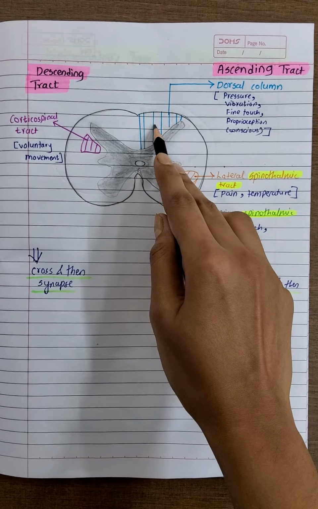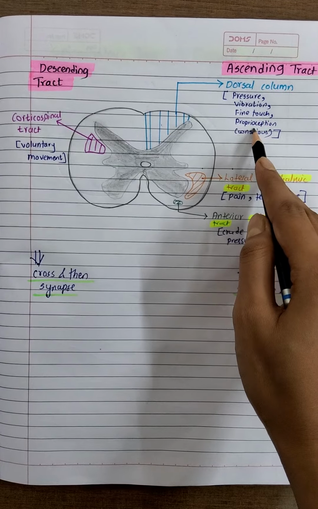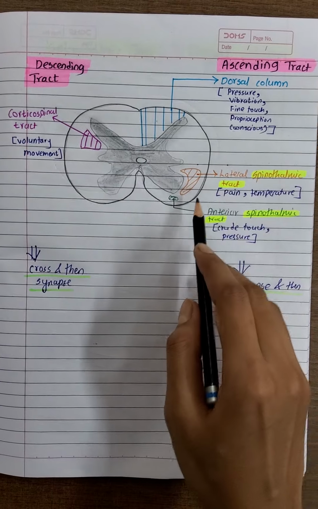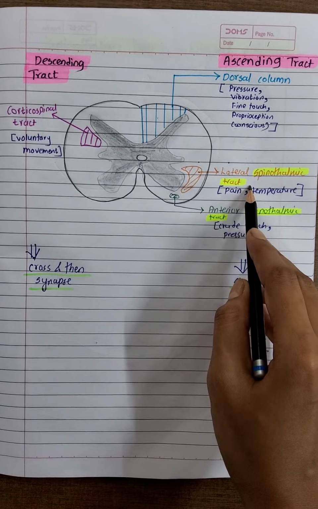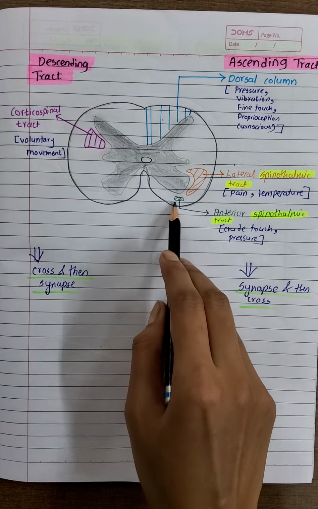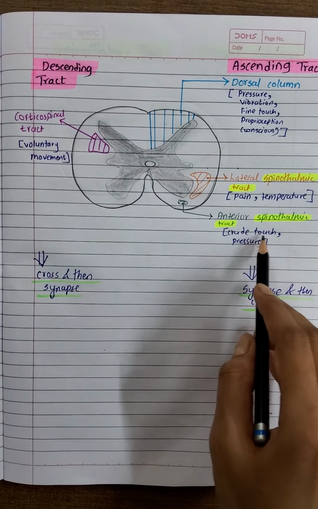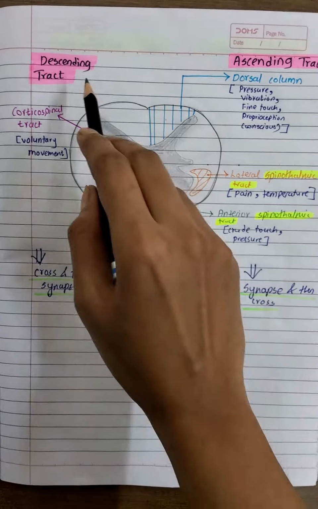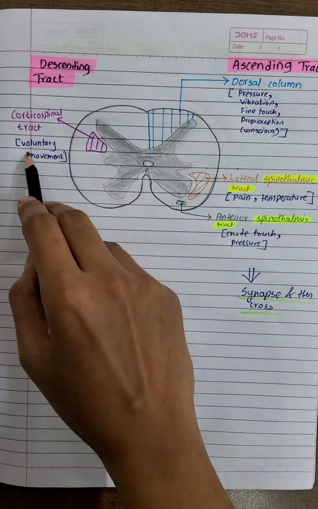This is dorsal column, responsible for pressure, vibration, fine touch, proprioception. The one with orange color is lateral spinothalamic tract for pain and temperature. The green one is anterior spinothalamic tract for crude touch and pressure. And this is corticospinal tract for voluntary movements.